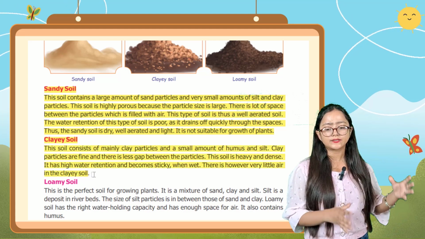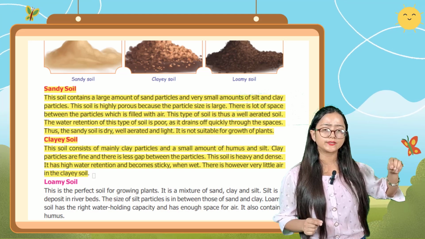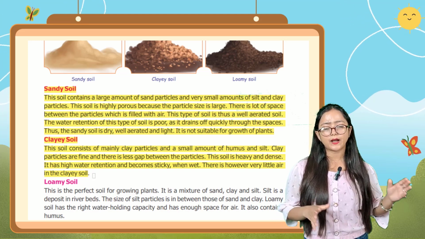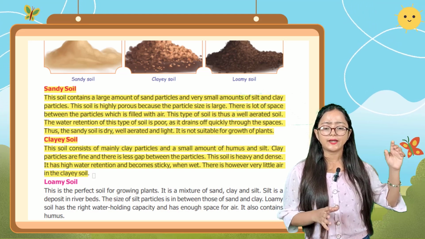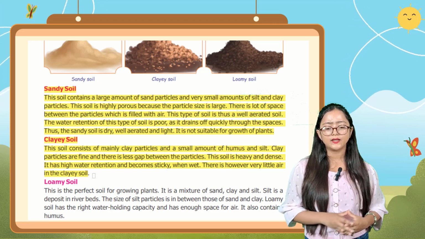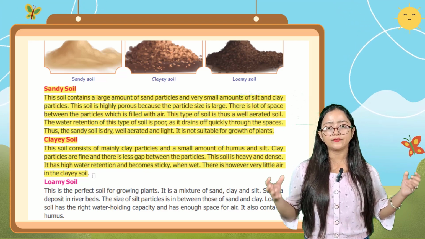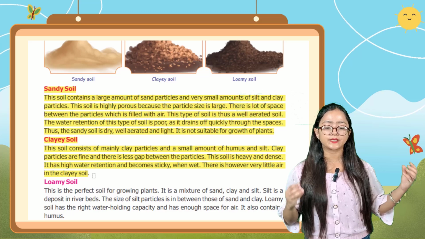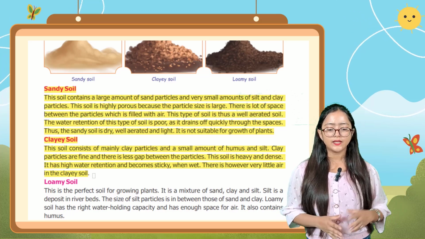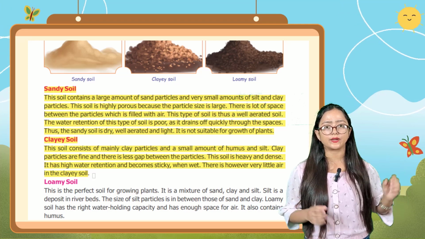This soil consists of mainly clay particles and a small amount of humus and silt. Clay particles are fine and there is less gap between the particles. This soil is heavy and dense. It has high water retention and becomes sticky when wet. There is, however, very little air in the clay soil.